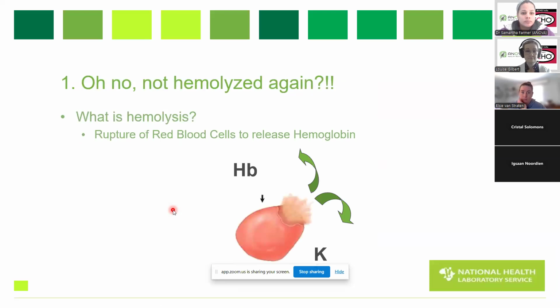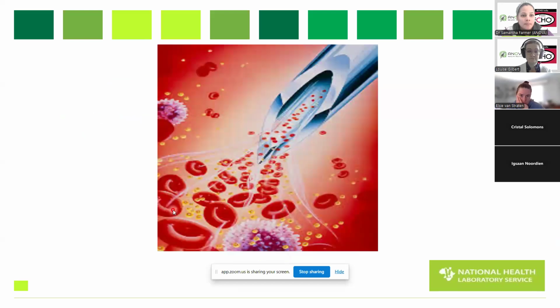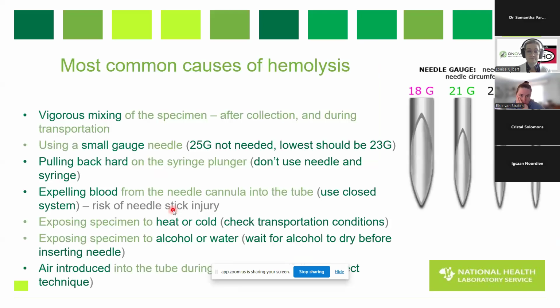So as I said, samples were rejected due to hemolysis. It affects some PCR assays. And so how can you prevent hemolysis from happening? Firstly, don't use a syringe and a needle if you don't have to.